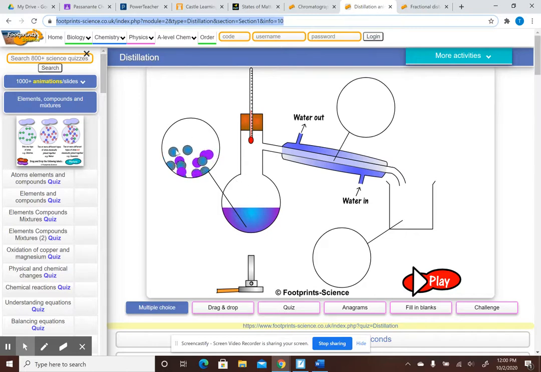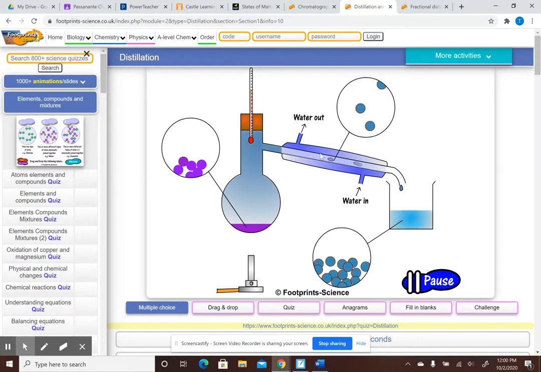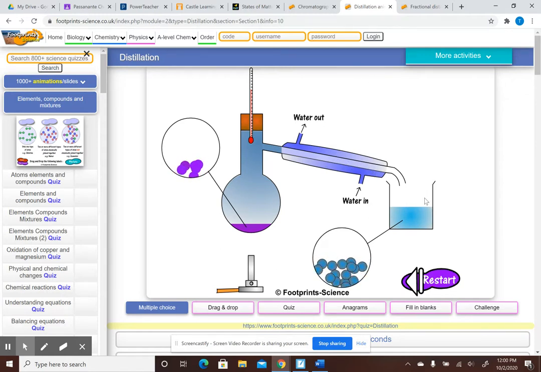So this is salt water, right? If you guys look at the particle diagram, the blue circles are water, the purple ones are salt. So if we play this, notice what happens to the water as we heat it up. It leaves, it turns into a gas, it evaporates. It goes through what is called a condenser. It's basically an area that's cold. So it takes our gaseous water and turns it back into a liquid and drops it into this other container. So we're using the fact that they have different boiling points to separate them.